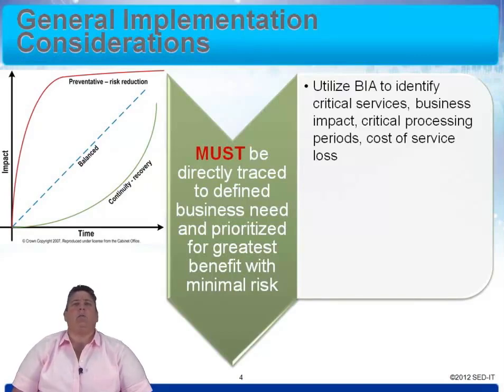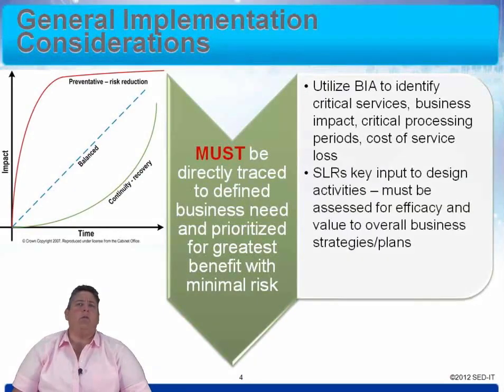So we can utilize a BIA, a business impact analysis, to identify those critical services, their business impact, the critical processing periods, as well as the cost of the service loss. We've discussed the BIA in the module that included IT Service Continuity Management. If we know these concepts, then we also understand the service level requirements behind them. They become key input to the design activities.